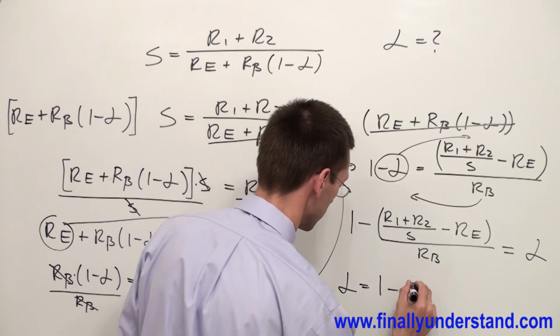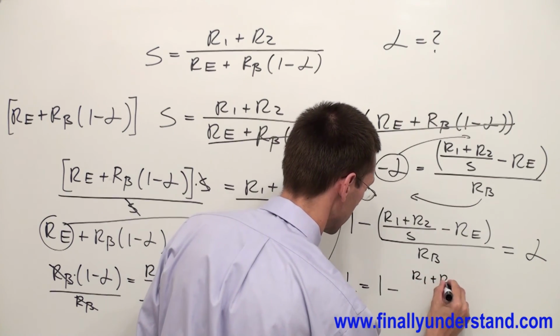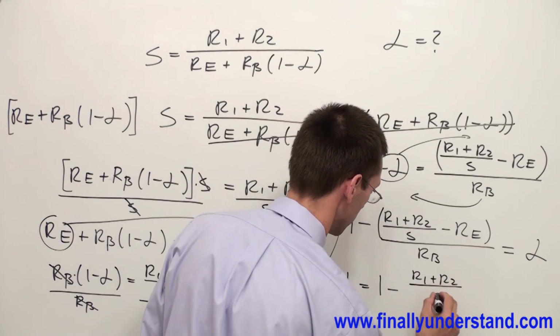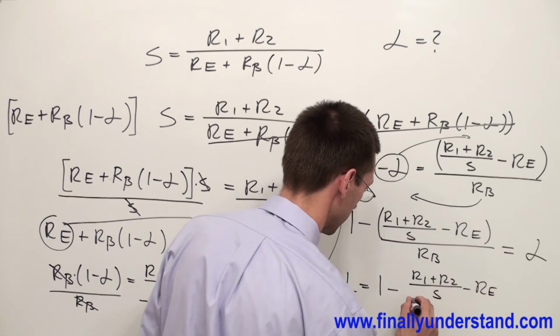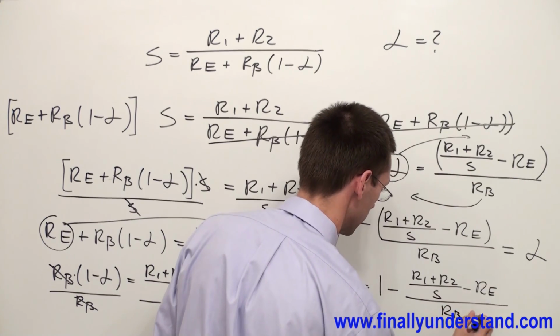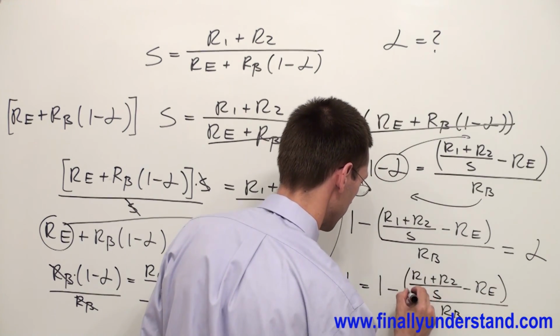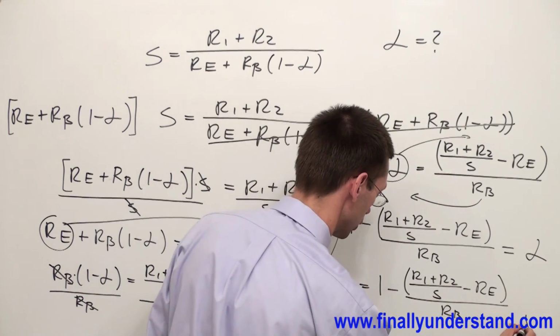Now, in order to make the problem look simpler, I'm just going to write alpha equals 1 minus, okay, (R1 plus R2 over S minus Re) everything over Rb. Okay, and this is simply my solution.